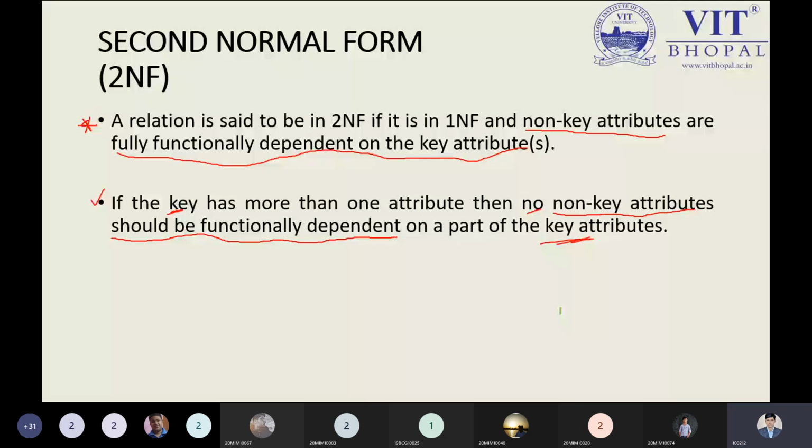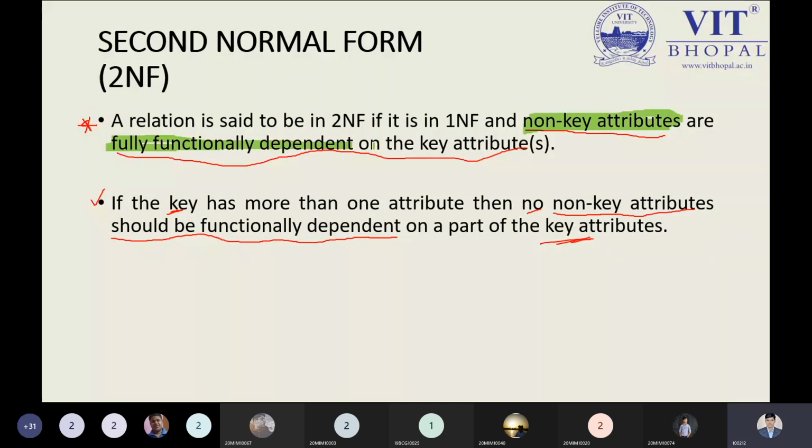The point you have to keep in mind is the term. I do not like to explain once again over here, so please listen carefully: fully functionally dependent. Now, what is fully functional dependency? We have already seen it inside the functional dependencies part. So the point you have to remember once again, this star I have highlighted over here: the relation is said to be in second normal form if it is in first normal form and non-key attributes are fully functionally dependent on the key attributes.